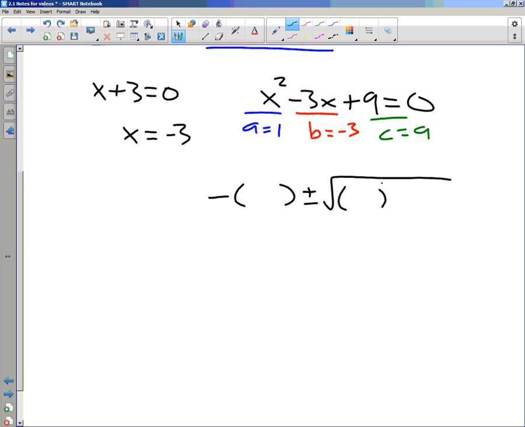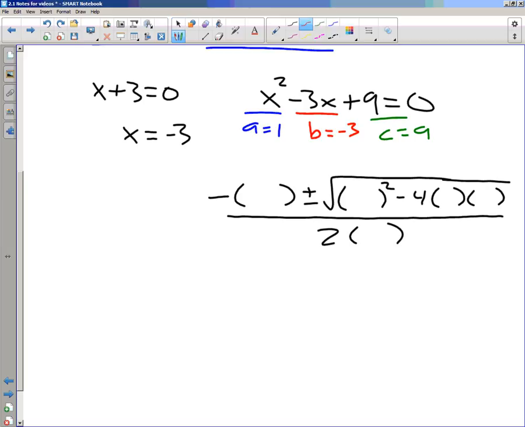Setting up my general form. Just to get my structure set up, then we'll come back and fill in the values where they belong. So I've got b values here and here. We want to put our a value here and here. And our c value goes over here.